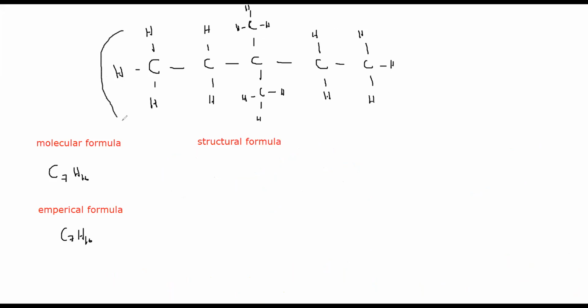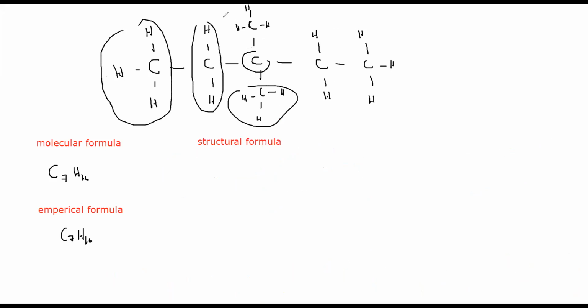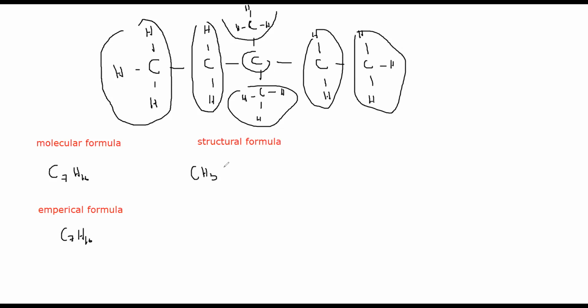Like this is one group, CH3. Then next to that is CH2. Then next to that is C, that's one group. CH3 as another group, and this is CH3 as another group. Then next to that is CH2 and then CH3. So I should make them in groups. First it is CH3, so I wrote CH3. Then it is CH2, so I wrote CH2.